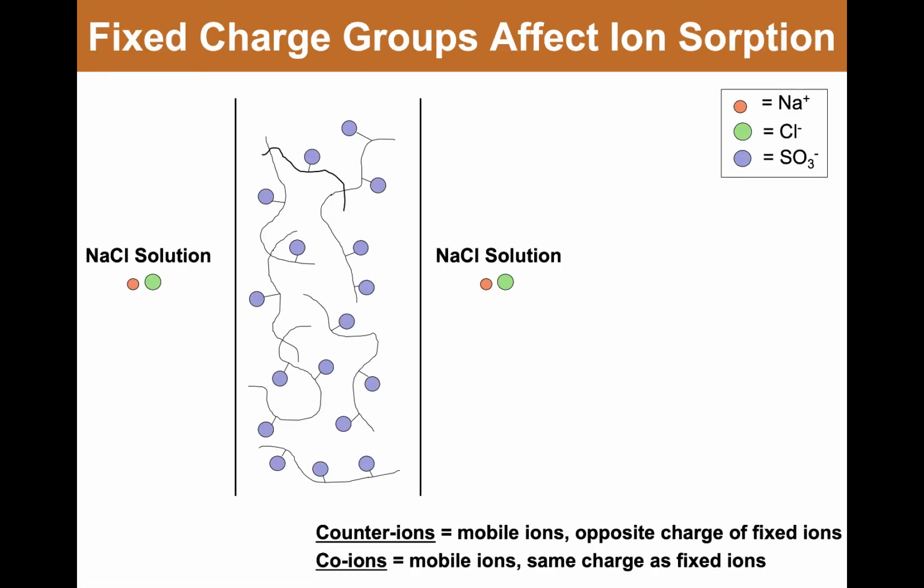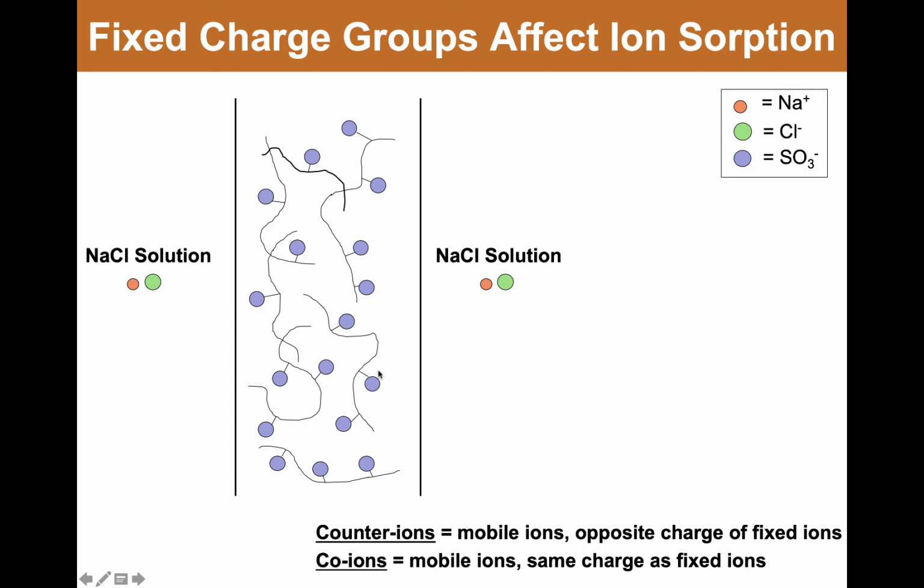Now, the presence of these fixed charge groups, the little purple dots here, are trying to represent, on the backbone of a cross-linked polymer network, for example, sulfonate groups. And we imagine that we have a membrane as shown on this slide, and we immerse it in a solution of, for example, sodium chloride, an aqueous solution of sodium chloride. Now, this picture is not quite physically correct.